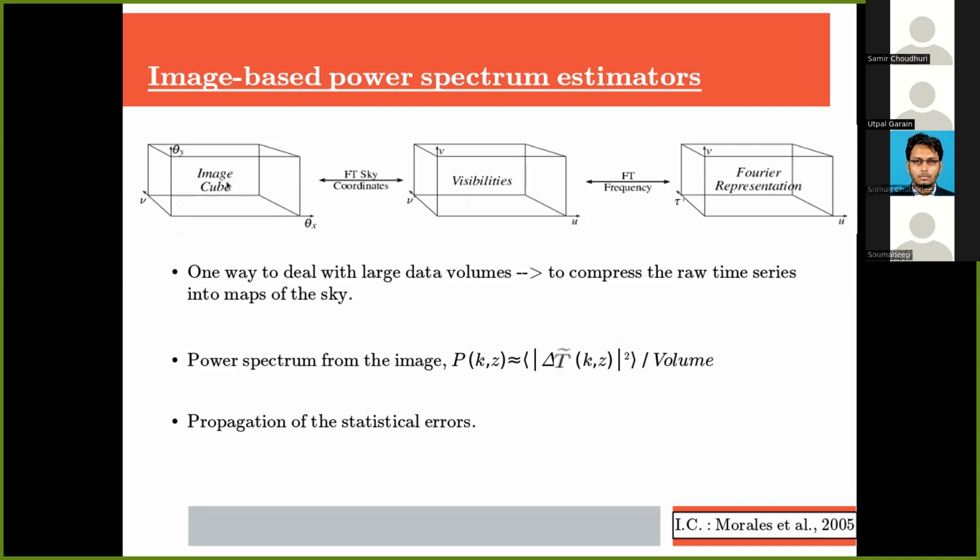Then we can make a three-dimensional Fourier transform to go to the uv and tau space. And after going to the uv and tau space, the power spectrum then becomes the mod square of the delta tilde at each k value, properly normalized by the volume of the observation. However, propagating statistical errors in this process is somewhat tricky. However, this is the basic idea of how you can measure the power spectrum using image-based power spectrum estimators.